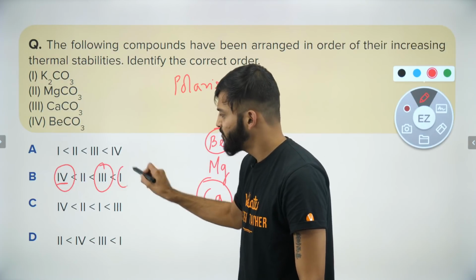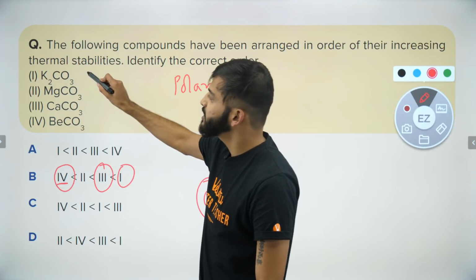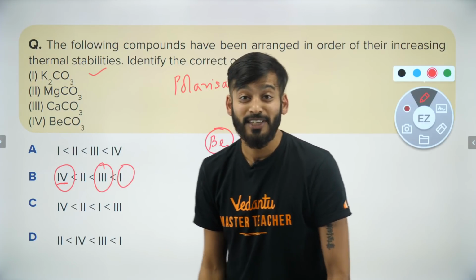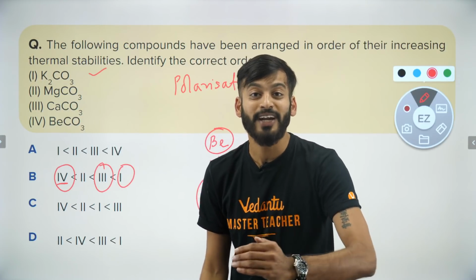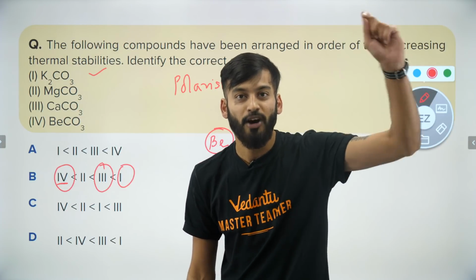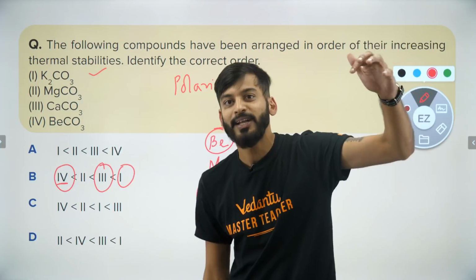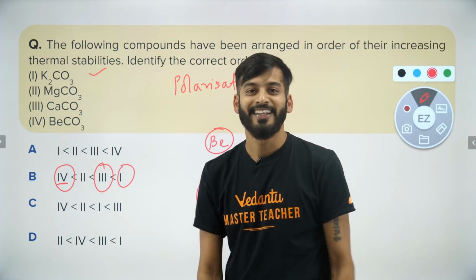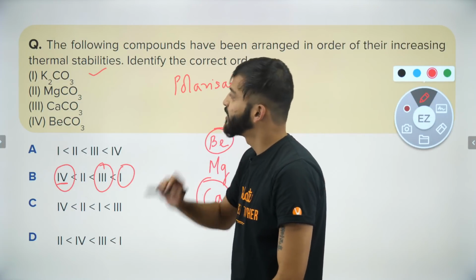But what about 1? Why is 1 coming there? 1 is K2CO3. K2CO3 is going to be bigger, right? As you move from left to right, size decreases. So potassium will always have bigger size as compared to beryllium or as compared to group second. That's why automatically here K2CO3 will be coming.